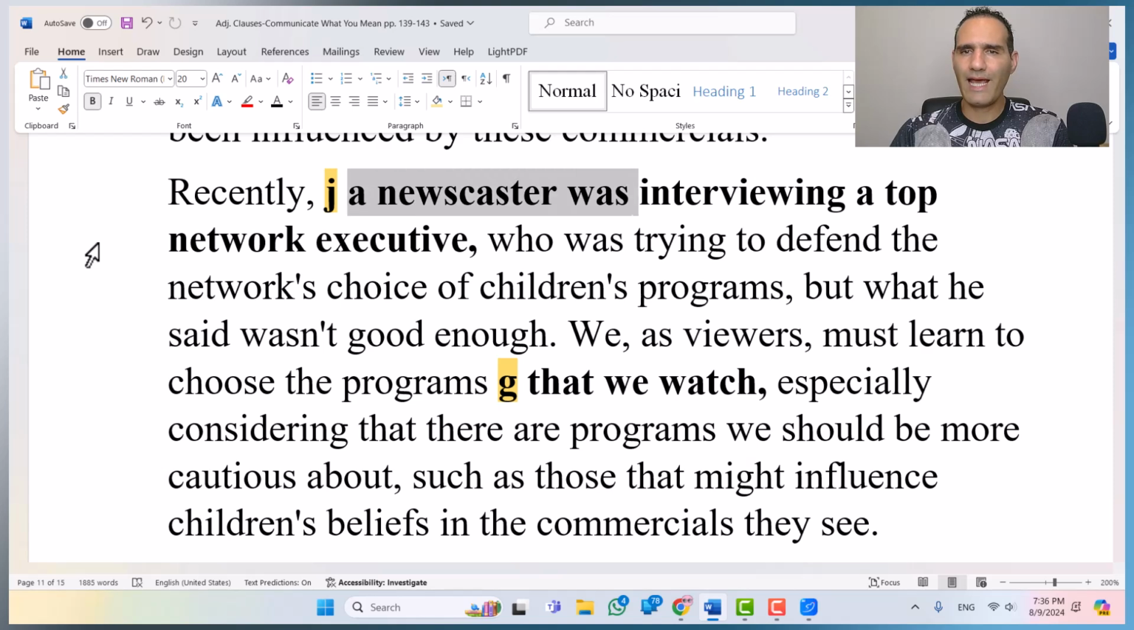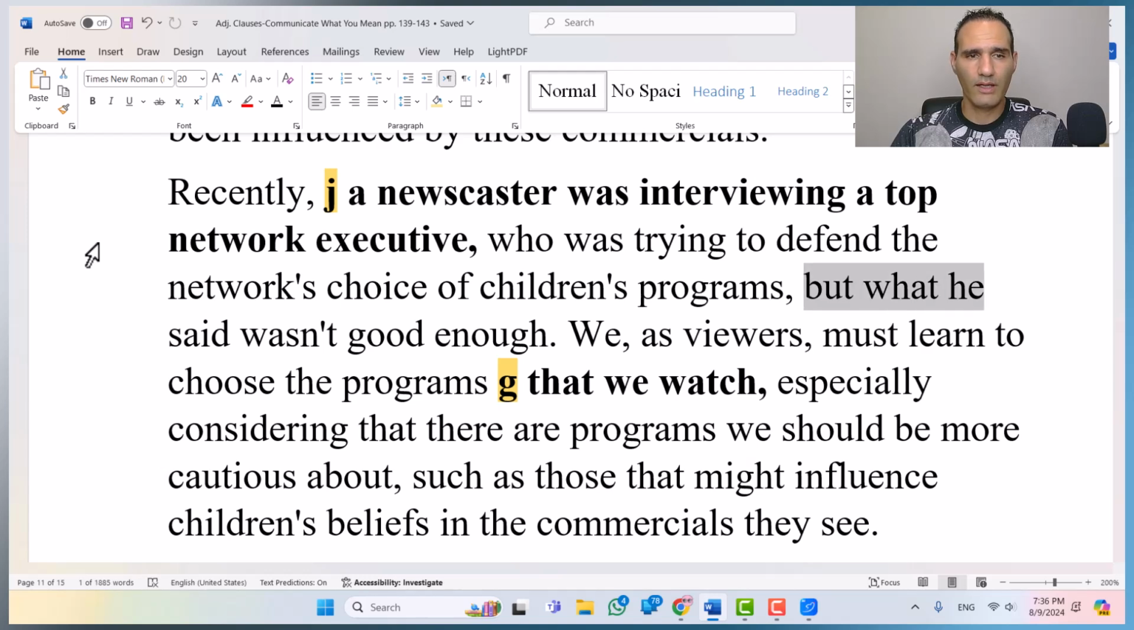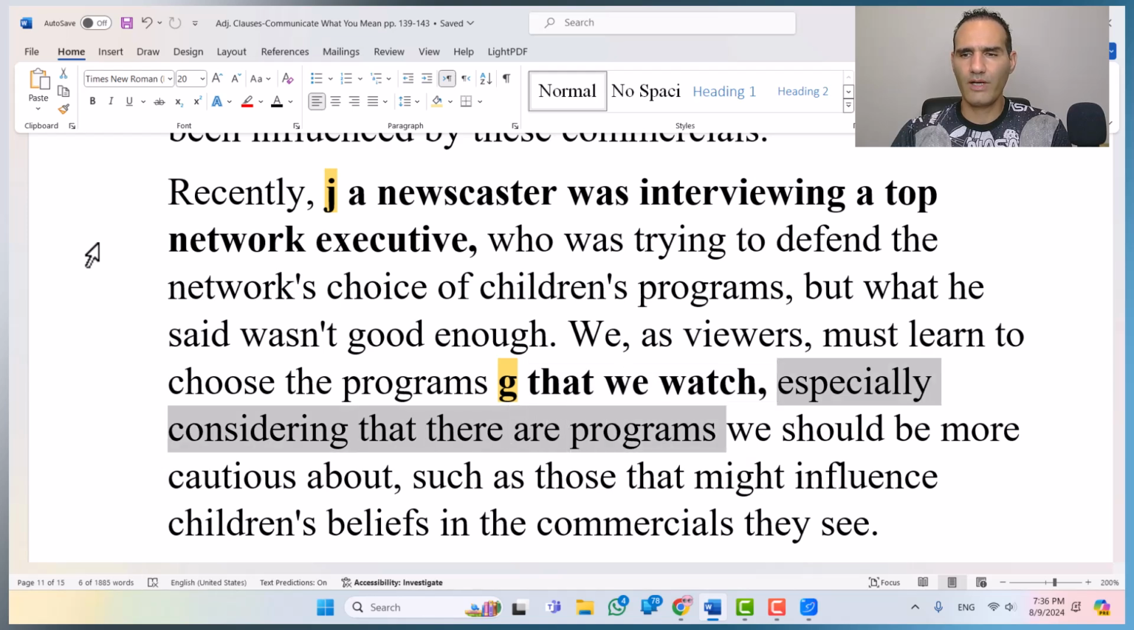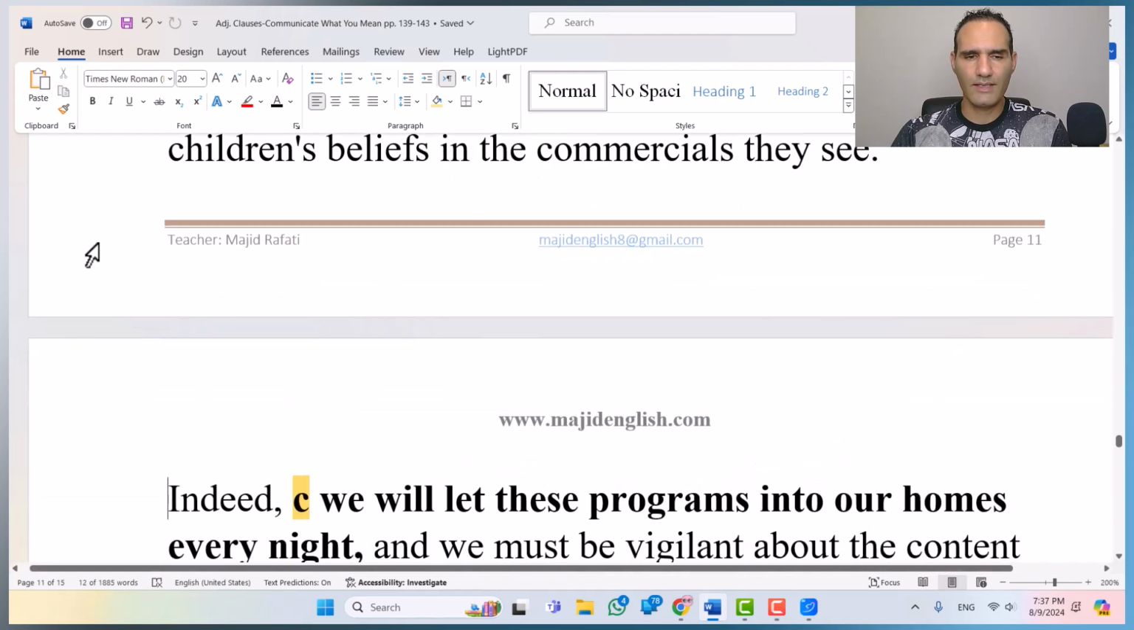Recently, a newscaster was interviewing a top network executive, manager, boss, who was trying to defend the network's choice of children's programs, but what he said wasn't good enough. We, as viewers, must learn to choose the programs that we watch, especially considering that there are programs we should be more cautious about, such as those that might influence children's beliefs in the commercials they see.